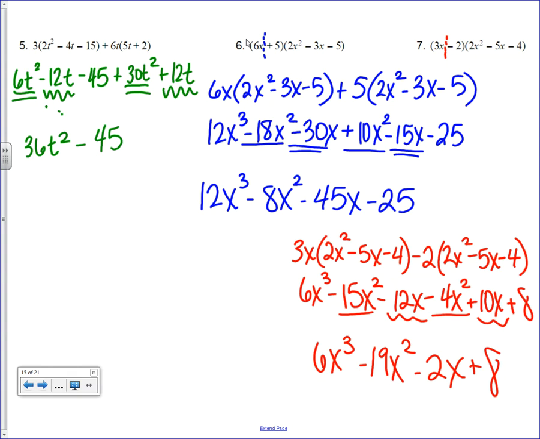Questions on this? How do we feel about the setup? How do we feel about the distributing? How do we feel about the combining the like terms?